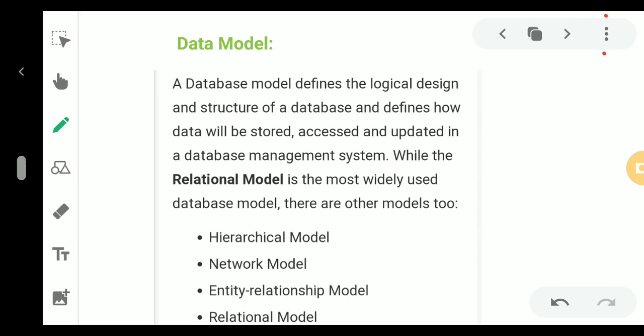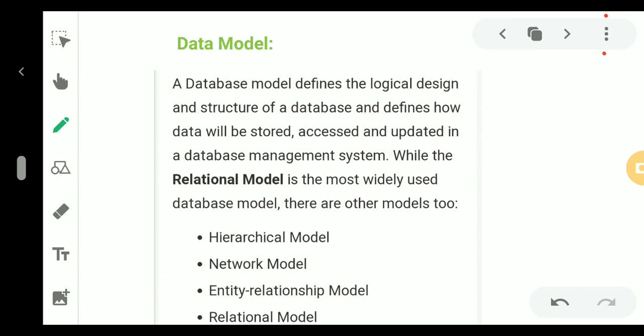The topic left is the data model part. Data models are collections of conceptual tools for describing the data, the relationships between the data, and the constraints applied on the data. There are various data models available, which can be broadly classified, starting with the physical model.